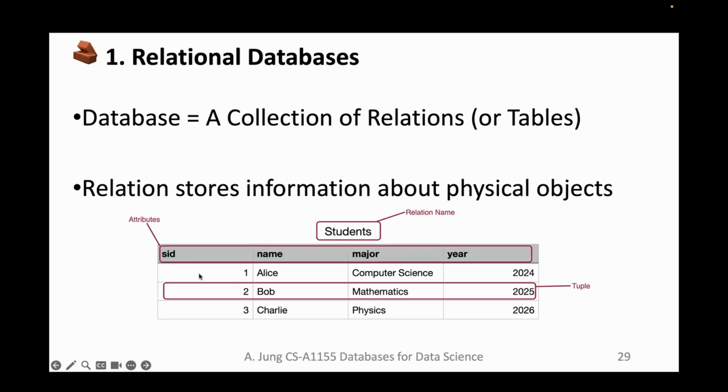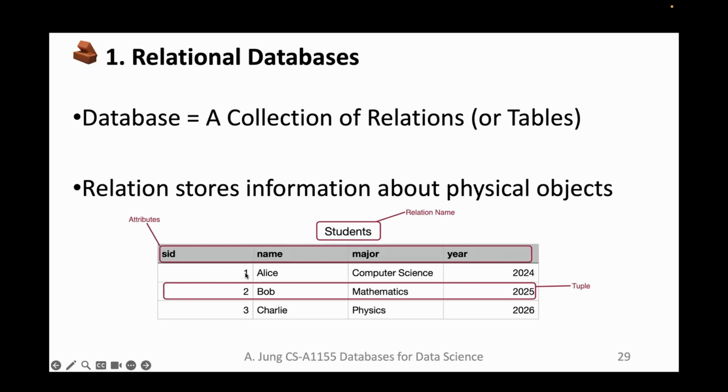This relation here contains different attributes for each student. There's one student named Alice. The major is computer science, and the year of registration maybe is 2024. So this relation consists of rows, each row being one elementary data point, so to say, or we call it a tuple in relational database language.